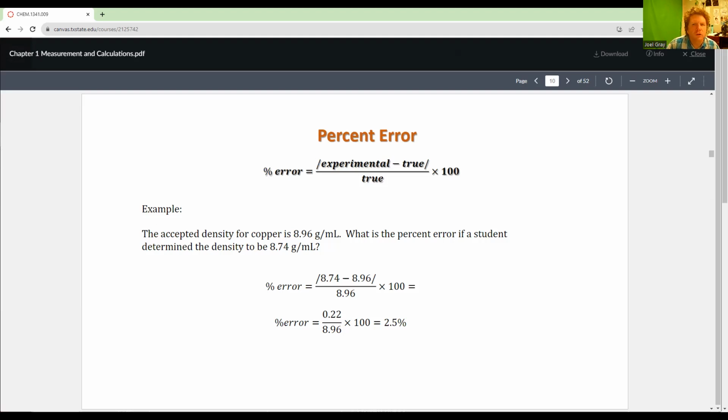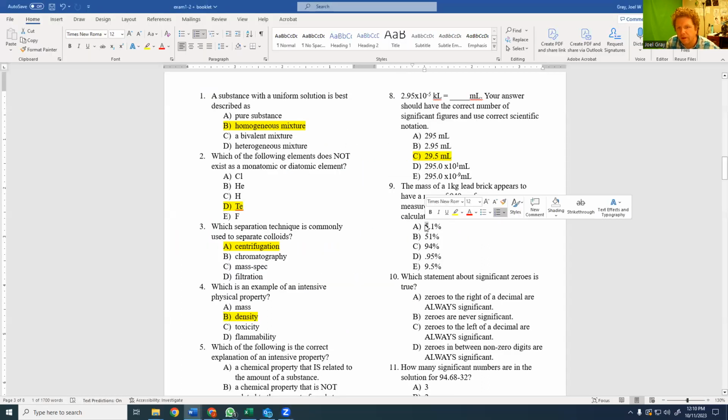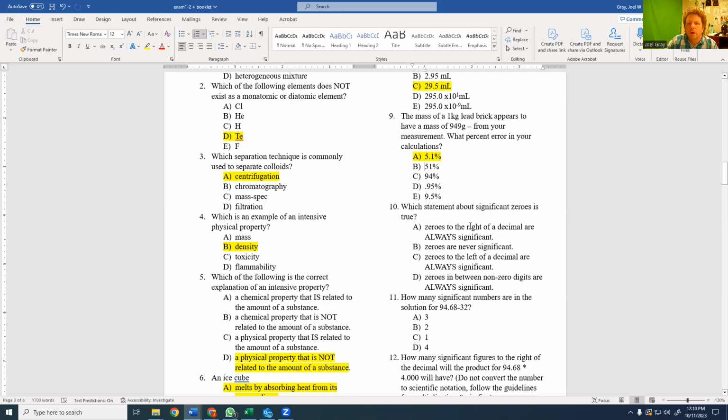But if you look at this equation, I'm going to annotate this. If you look at this right here, that tells you that we're working with an absolute value. So our best answer for this question, switching back to the right screen, is going to be A, 5.1%. It's question 9, A. Good. Okay.